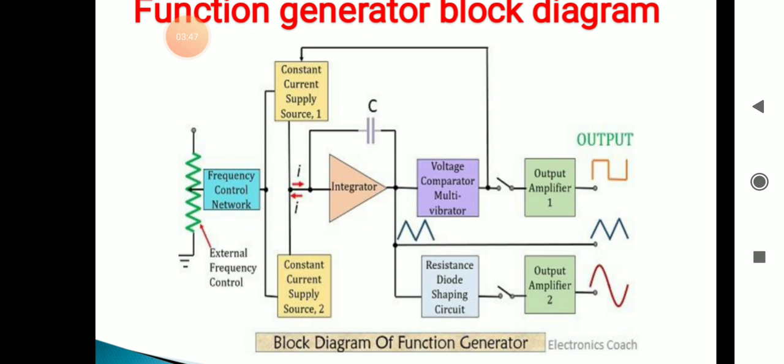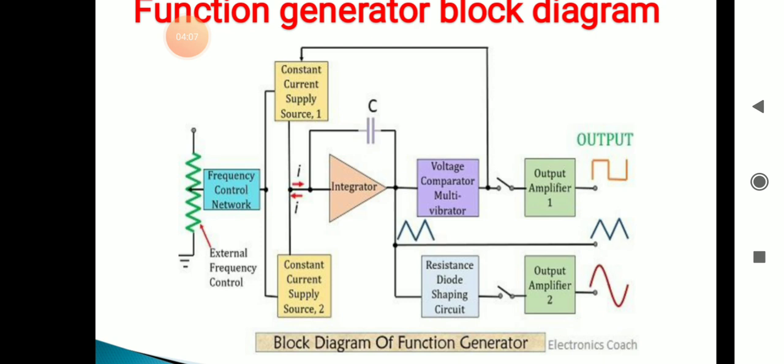You can observe in the diagram there are two blocks. One is the constant current source 1 and the other is the constant current source 2, that is the CCS. In those blocks there are two currents, I1 and I2, and these are in opposite directions.